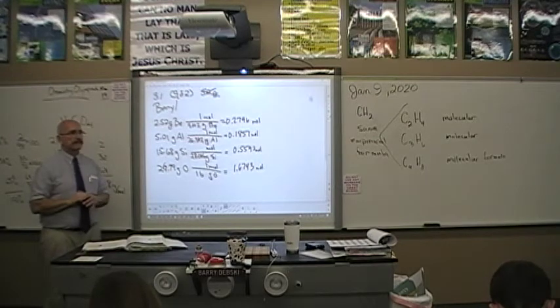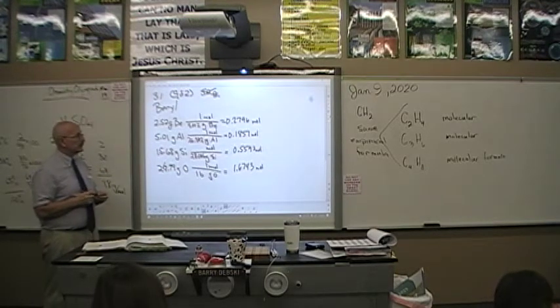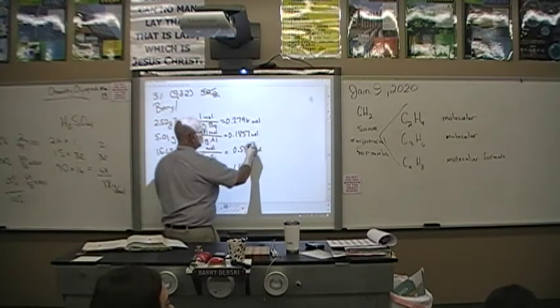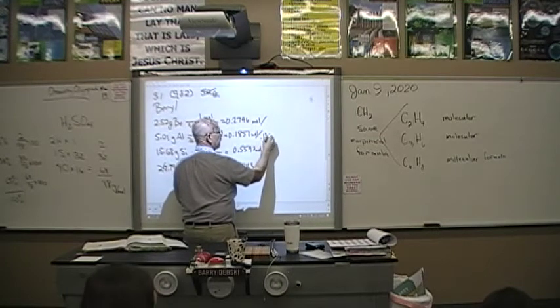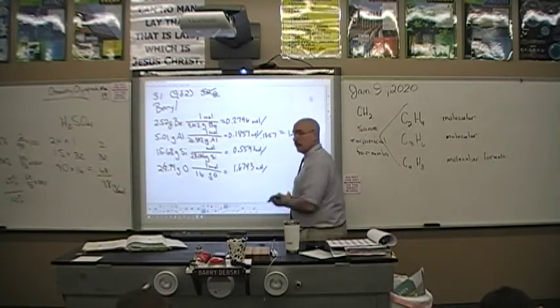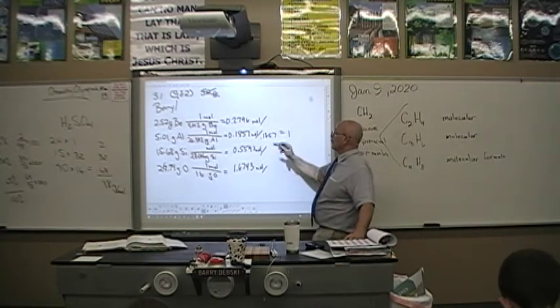What's the next step? What do I do next? Michaela? Divided by the smallest number. Okay, what's the smallest number here? 0.1857. Okay, so we're going to take the calculator again. Lots of crunching numbers here. 0.1857, that one's going to equal 1. And again, the goal here is to get at least one of them to equal 1. That's a whole number. Okay?